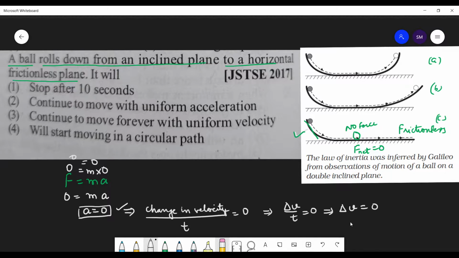Change in velocity equals 0 means there is no change in velocity. It means final velocity minus initial velocity equals 0. So final velocity is equal to the initial velocity. It means velocity is not changing. This is the meaning of acceleration equals 0. Acceleration equals 0 means what? Velocity is not changing. So if the velocity is not changing, then what do you think? Which of these options is correct?